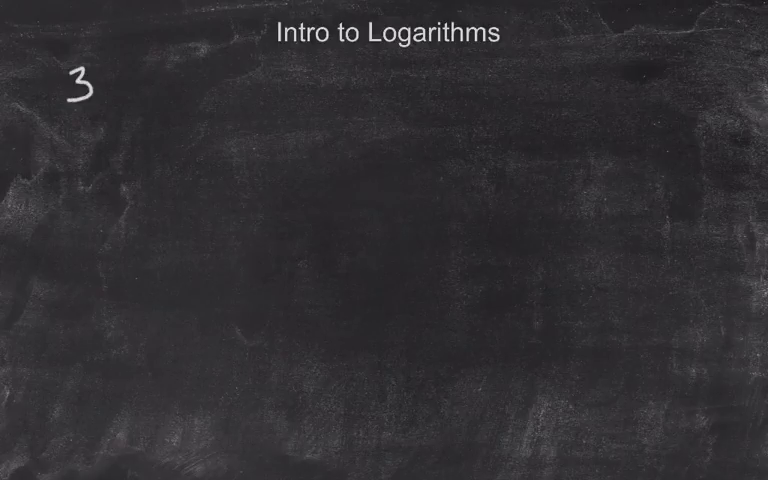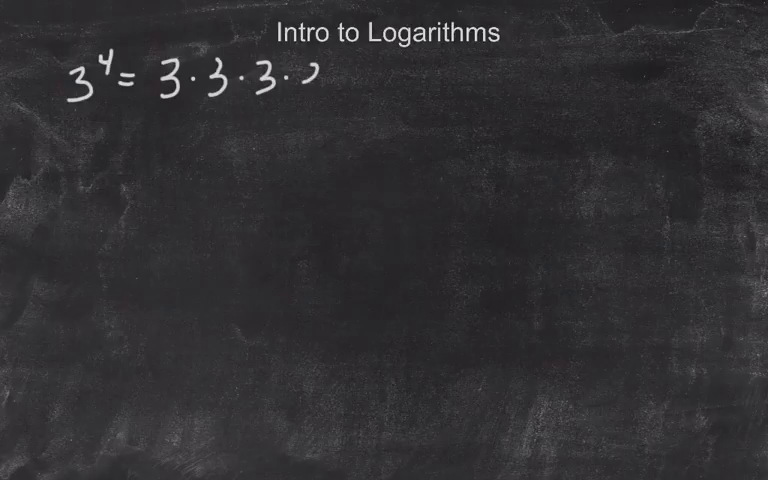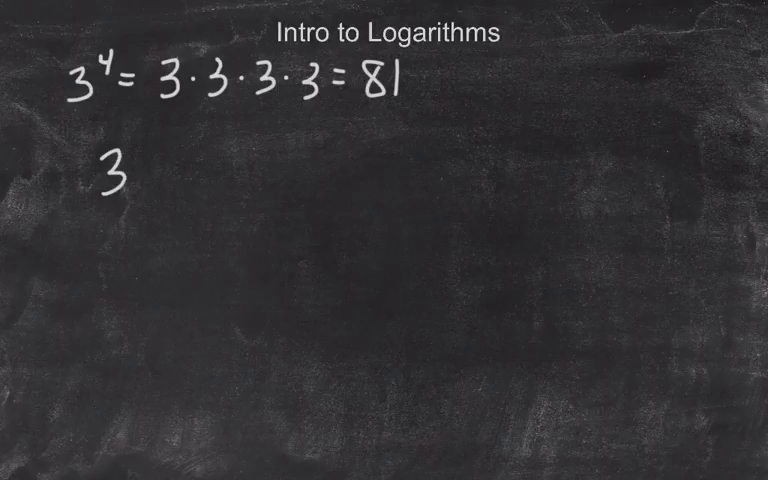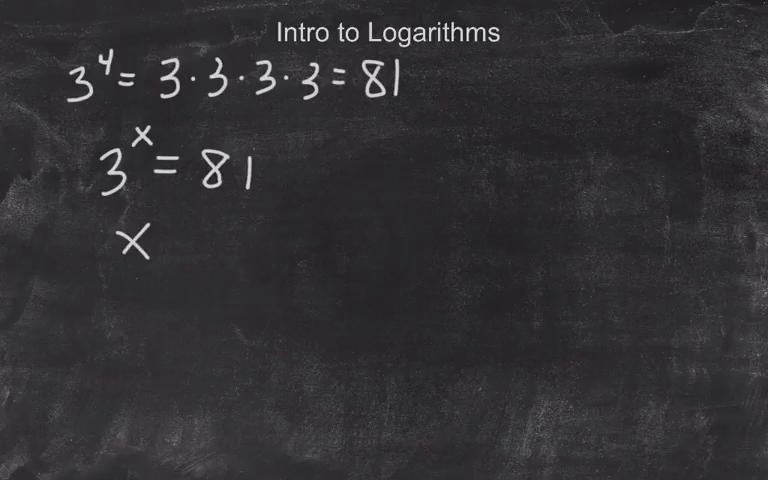So if I gave you the expression 3 to the power of 4, we know that that's 3 times 3 times 3 times 3, which equals 81. And so with this information, we can answer the question, 3 to the power of what equals 81? We know that answer is 4. But if we didn't know that, we would need some way to answer the question, 3 to the power of what equals 81? And log notation gives us the ability to do that.